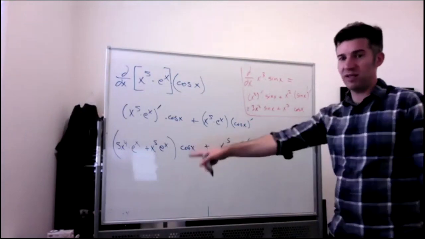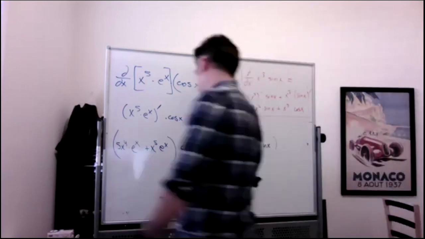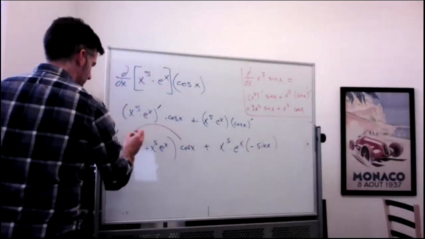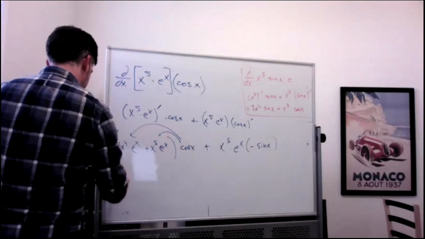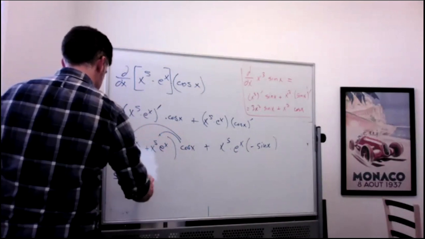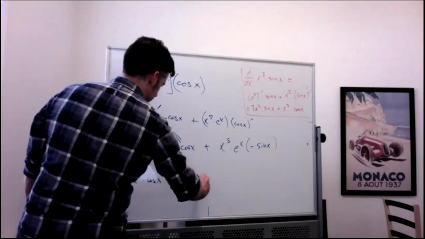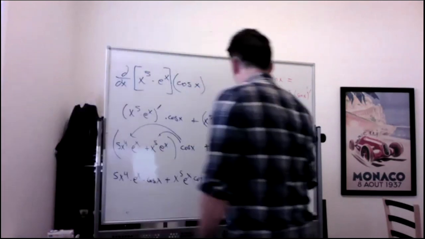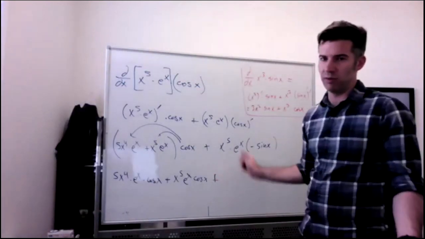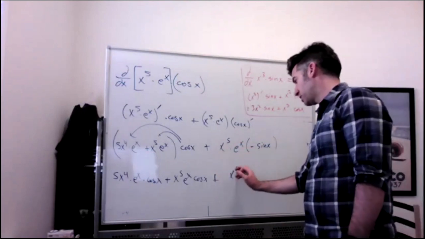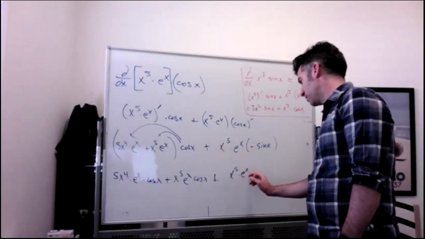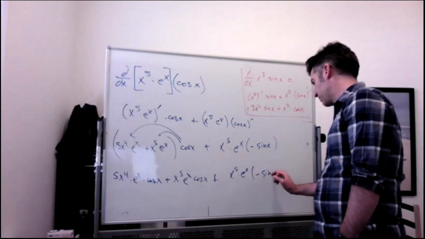I'm going to multiply this out because I want to show you one last important thing about this. If I distribute the cosine here, I get 5x to the 4th times e to the x times cosine of x, plus x to the 5th times e to the x times cosine of x. I'm going to write plus, although I usually bring out the minus sign, plus x to the 5th times e to the x times negative sine of x.